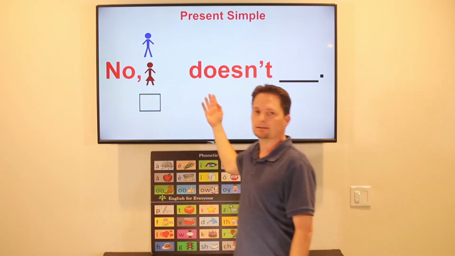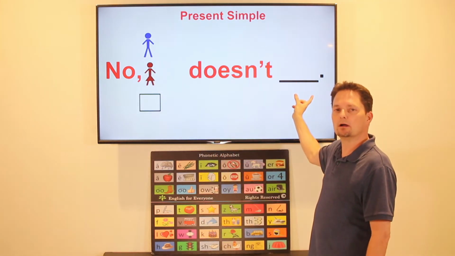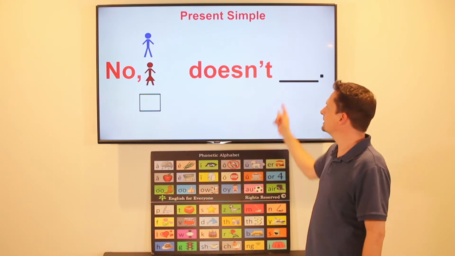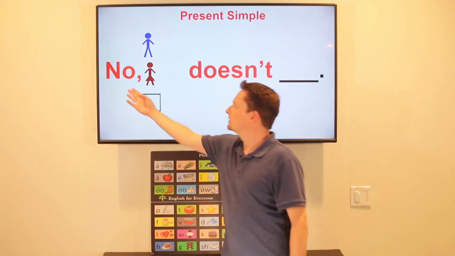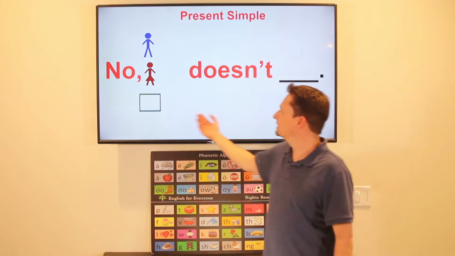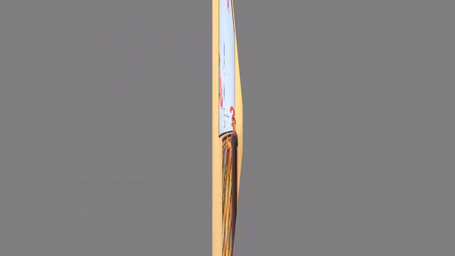No, he doesn't work. Remember, simple action, work. He doesn't works, not correct. He doesn't work. Complete. No, she doesn't work in this office. It. No, it doesn't work.